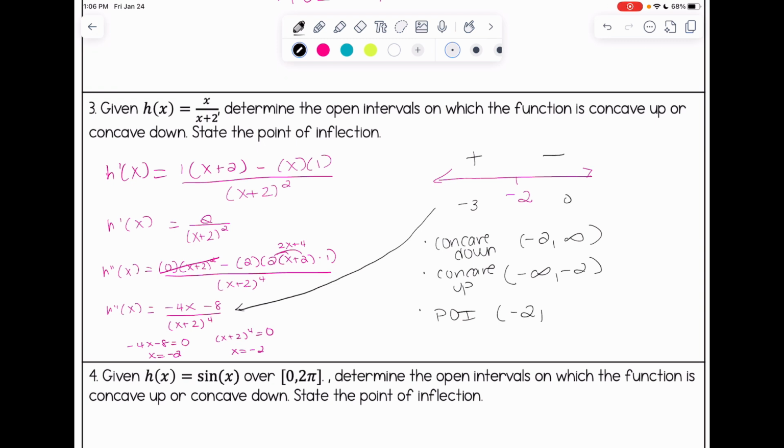Well, we had a little bit of a problem when we plug that into the original function. If I plug that into the original function, which is how we would normally find the y-coordinate of the point of inflection, I really get negative 2 comma negative 2 over 0. And that cannot happen. So there is no actual point of inflection here. Even though there is a change of concavity, that point does not exist in the original function.